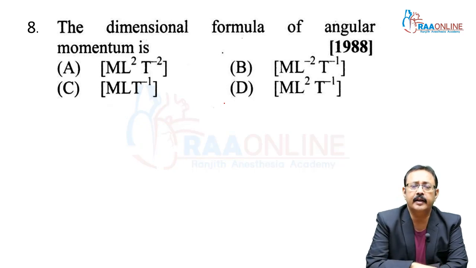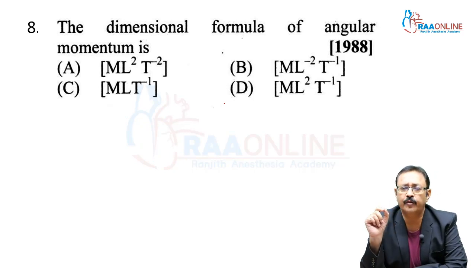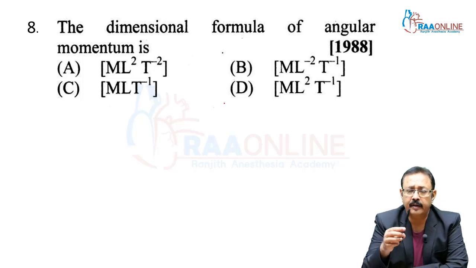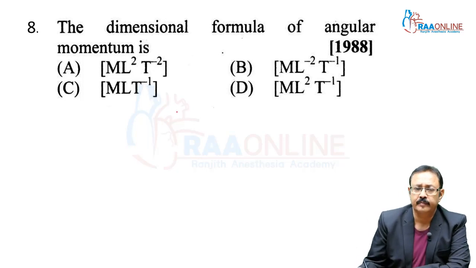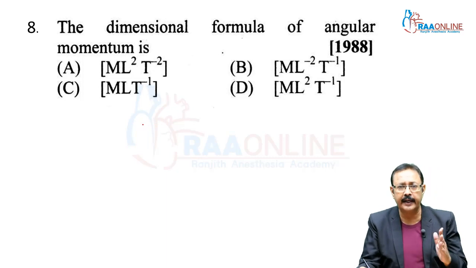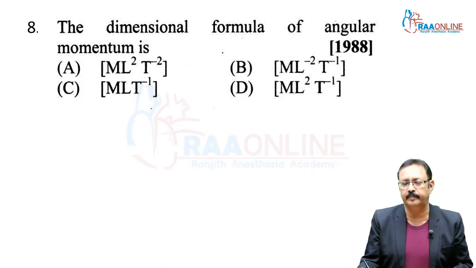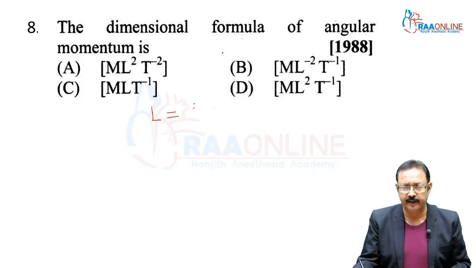Now, what they are asking is the dimensional formula for angular momentum. Where you see this angular momentum, remember, in rotational motion we studied angular momentum. Angular momentum is the analog of linear momentum, denoted by L. What is linear momentum? Mass into velocity.